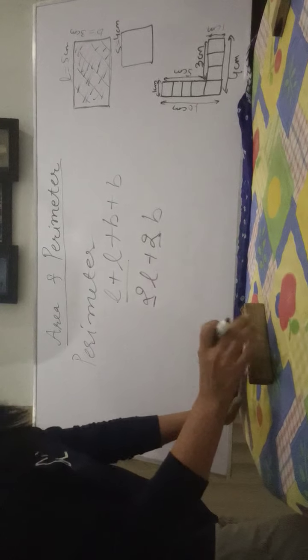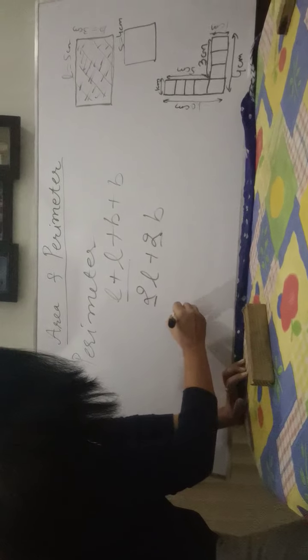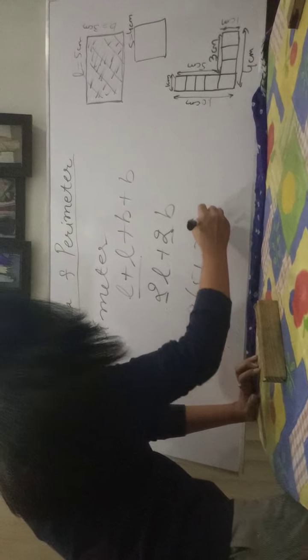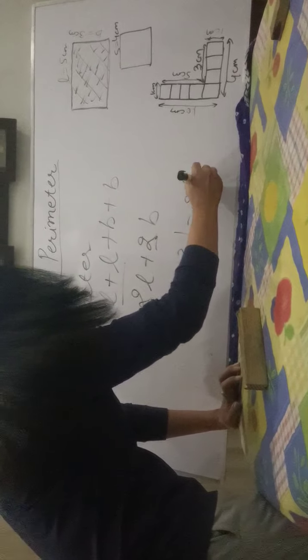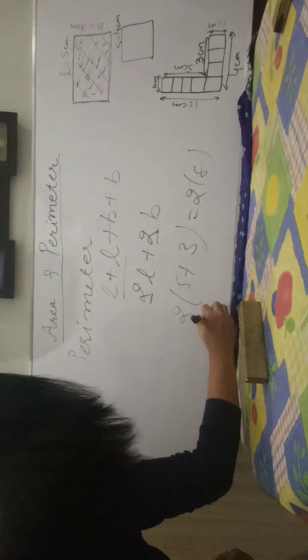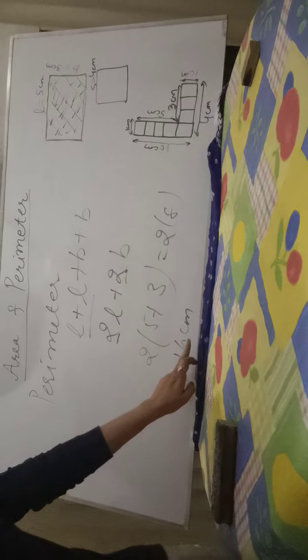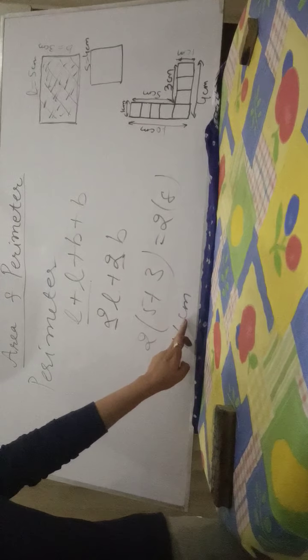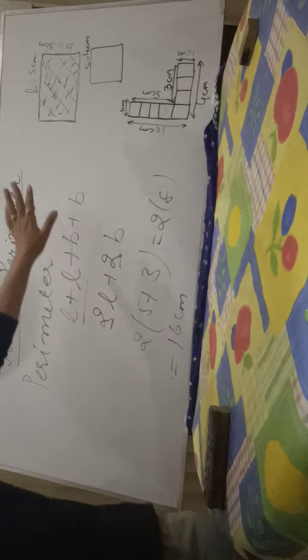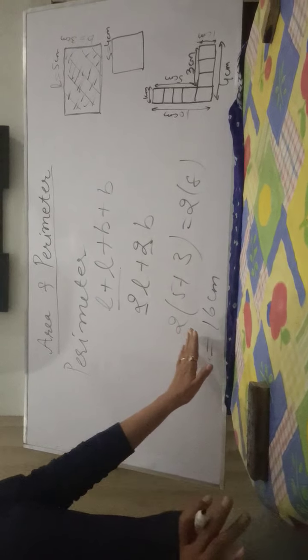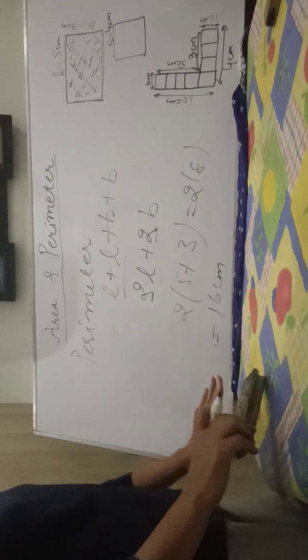Look here. 2 times (length plus breadth), 5 plus 3, is equal to 2 into 8, which is equal to 16 centimeters. Always remember that the unit should be in centimeters, not in square units. If here it is meters, then you have to write meters only. Always remember the units, which is very important from the examination point of view.